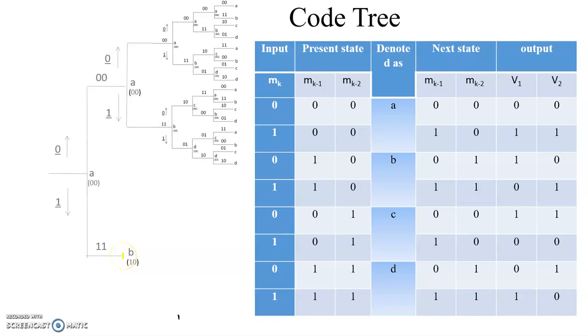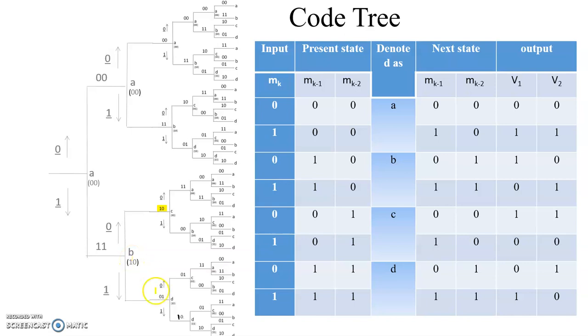At state B, that is the 1 0 state, if the input is 0, then we are going to the next state 0 1, that is state C, and the output is 1 0, written here. Then we are at state B, 1 0, if the input is 1, then we are going to the next state D, that is 1 1, and the output then is 0 1. So it is written here, 0 1.